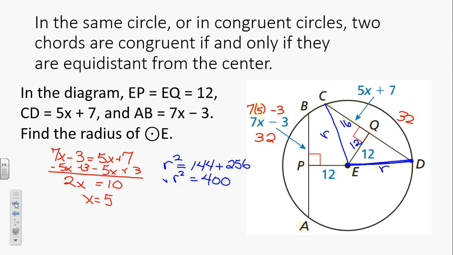What's R? So R is 20. And we ignored the fact that it could be negative 20 because it doesn't make sense to have a negative radius. Okay? Your assignment's on the bottom of your sheet.